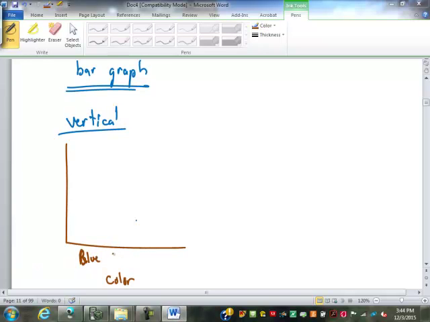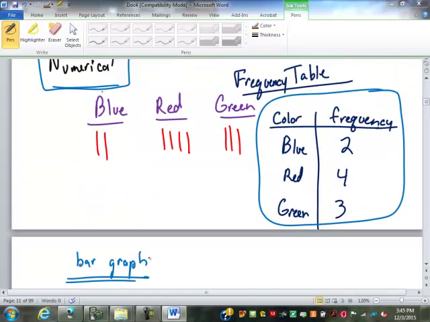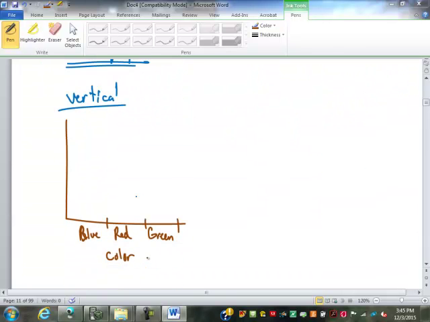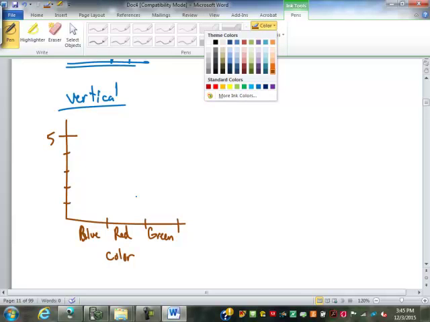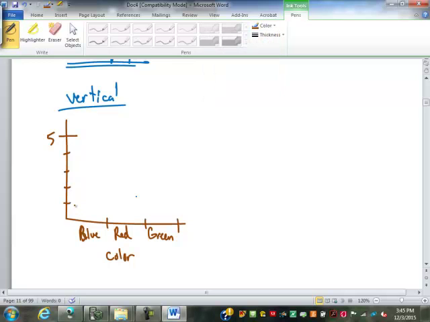So our categories go along the bottom. Blue, red, and green. Along the left side, then, we have to have a number scale. Now, what's the largest number we need to get up to here? 4. So we really only need to number up to 4, or at least to 4, I should say. So 1, 2, 3, 4. We'll go up to 5, because 5 is a nice logical spot to stop, right? And now for each color, we make a bar that goes up to its frequency. Blue was chosen twice.